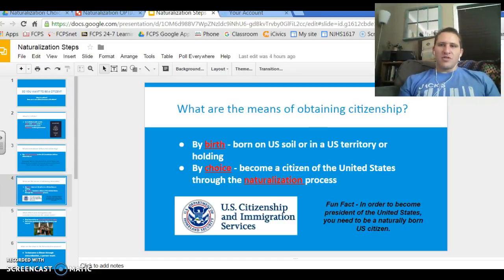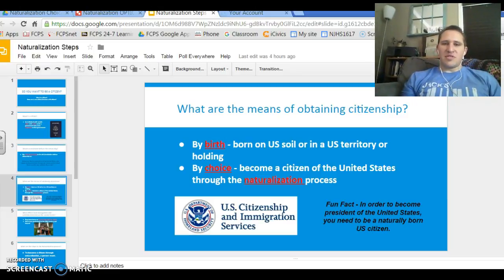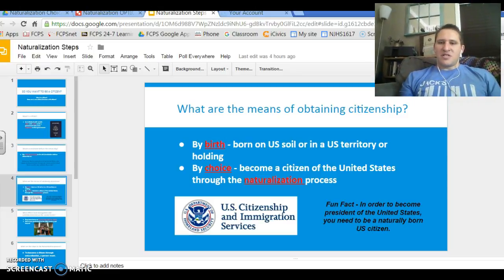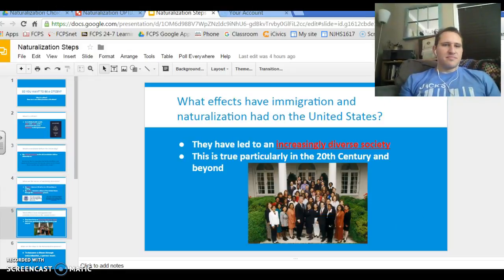Now, there are two ways that a person in the United States can become a citizen. One is by birth. So you are born on U.S. soil. You are born in a territory, such as Puerto Rico or Guam. Or you are born maybe overseas, but on a military base, an Air Force base, something of that nature. You are a U.S. citizen. You can also choose to become a citizen by following the naturalization process. We're going to talk about the steps to becoming a naturalized citizen.